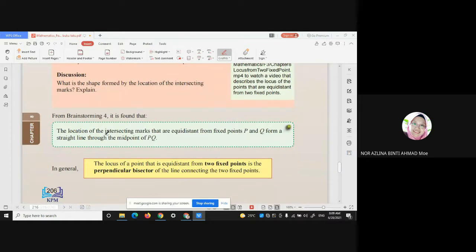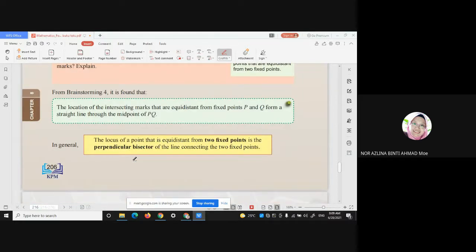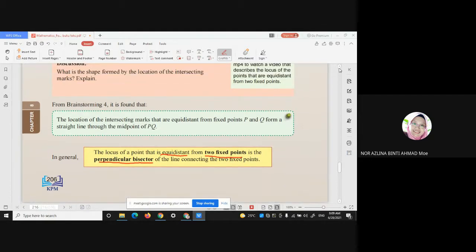The locus of the intersecting marks that are equidistant from points P and Q forms a straight line through the midpoint of PQ. In general, the locus of a point that is equidistant from two fixed points is the perpendicular bisector of the line connecting the two fixed points.